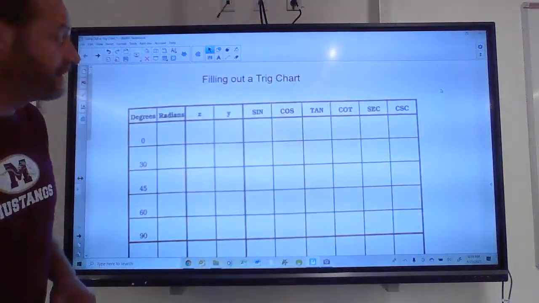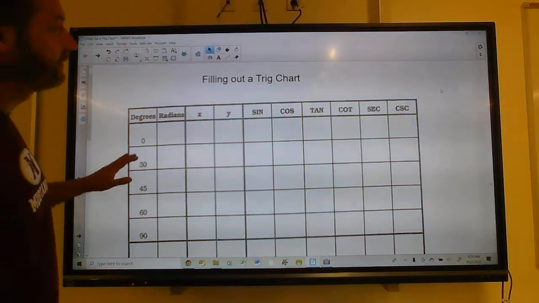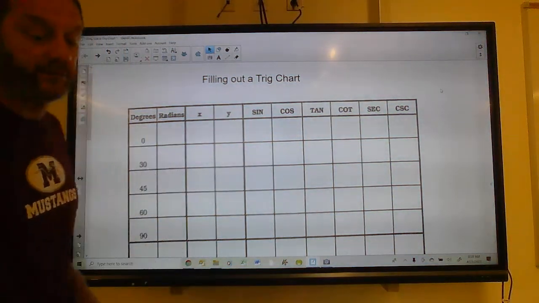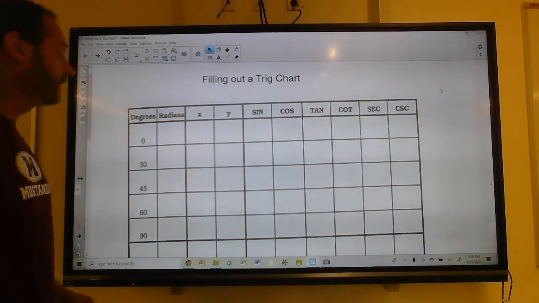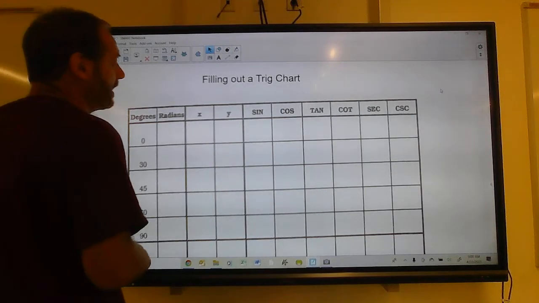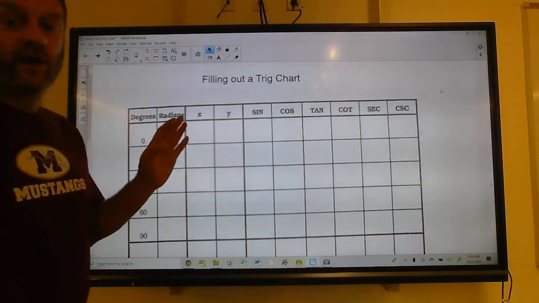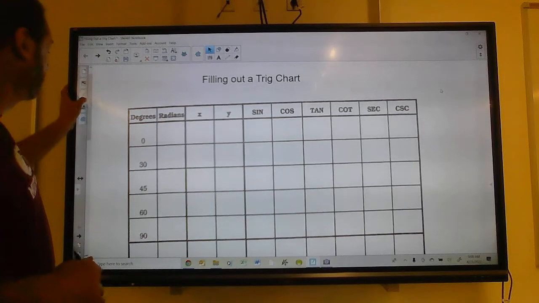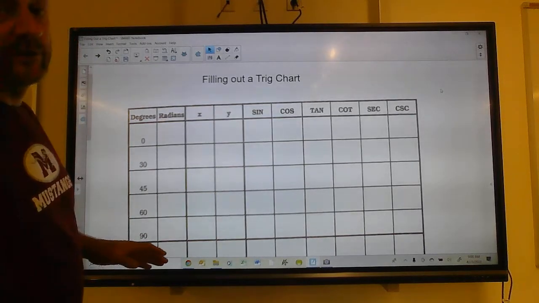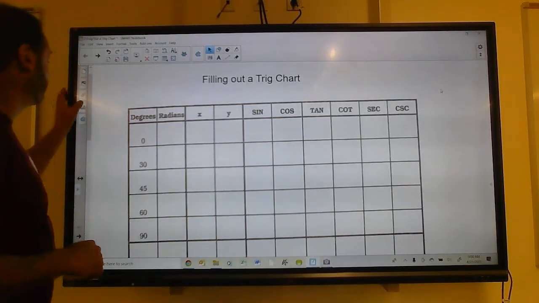Hey guys, we're going to talk about filling out a trig chart today. So you should have a chart like this in Google Classroom to look at. And we're going to go ahead and fill this thing out completely by hand. Okay, this is a great skill to be able to have, and it's not that difficult.